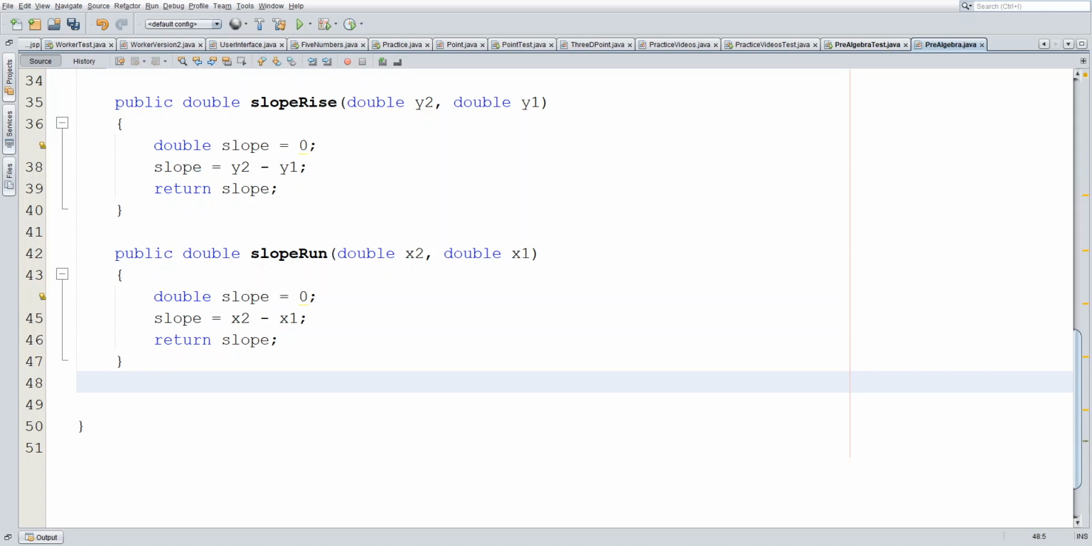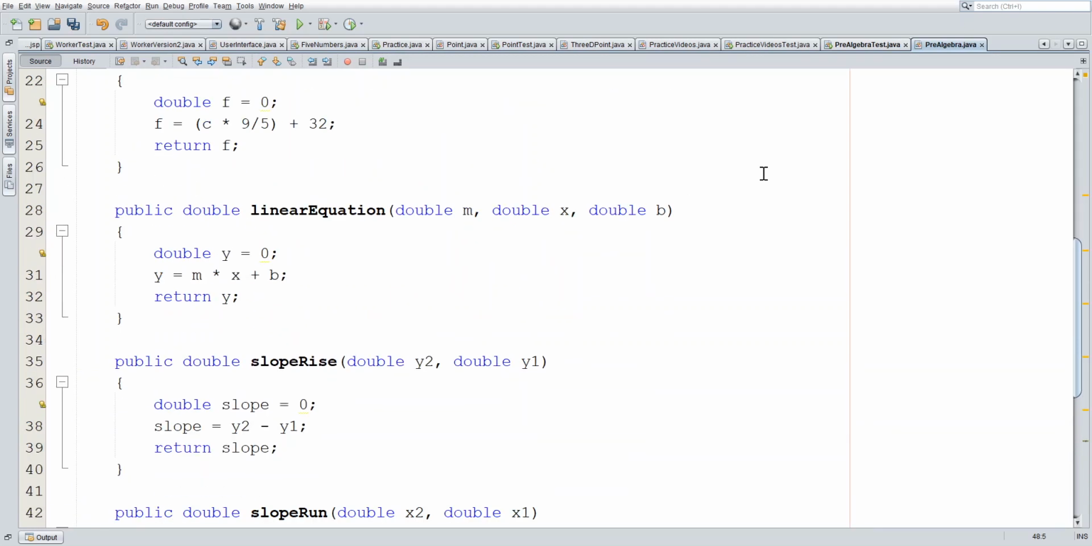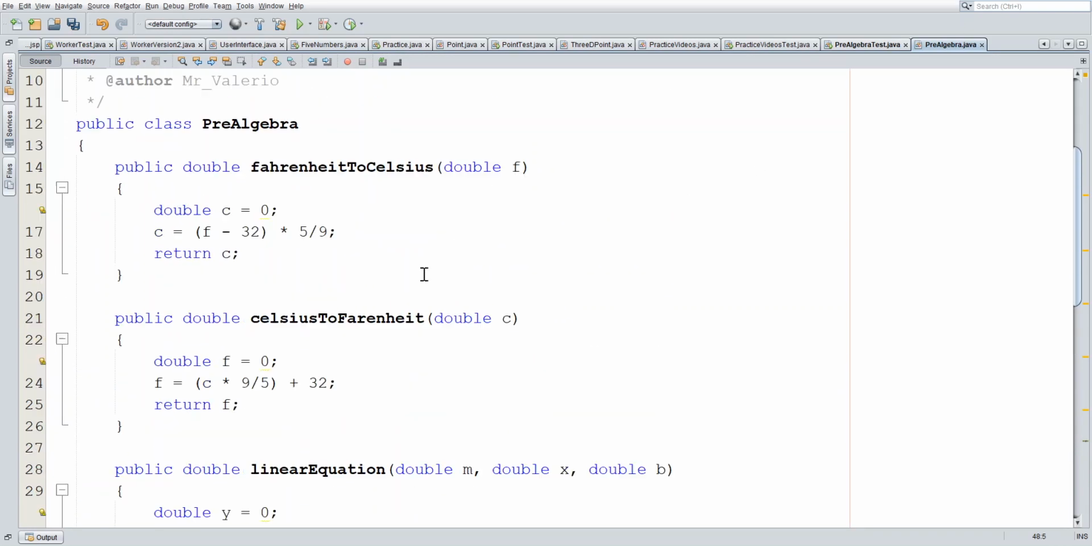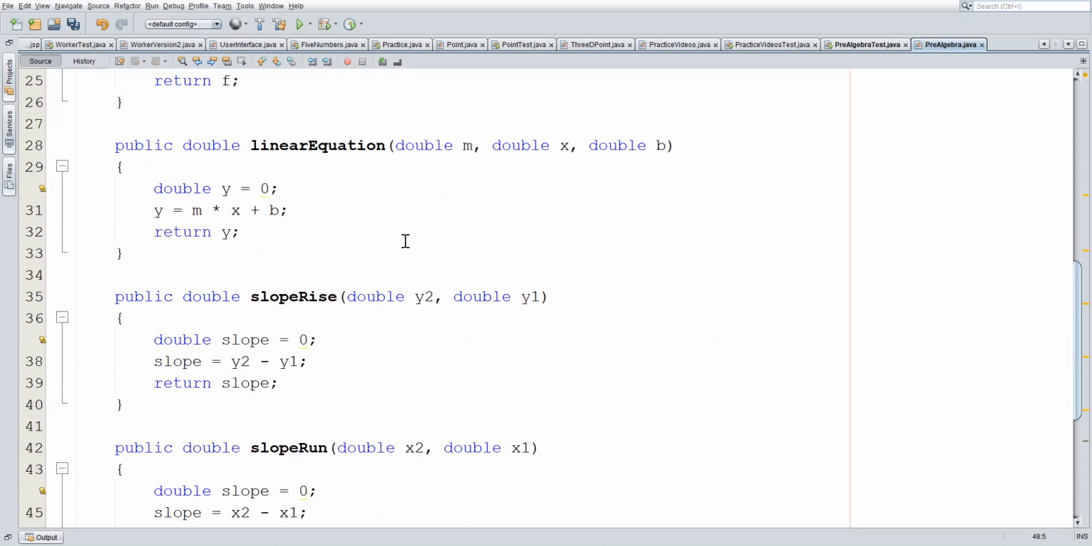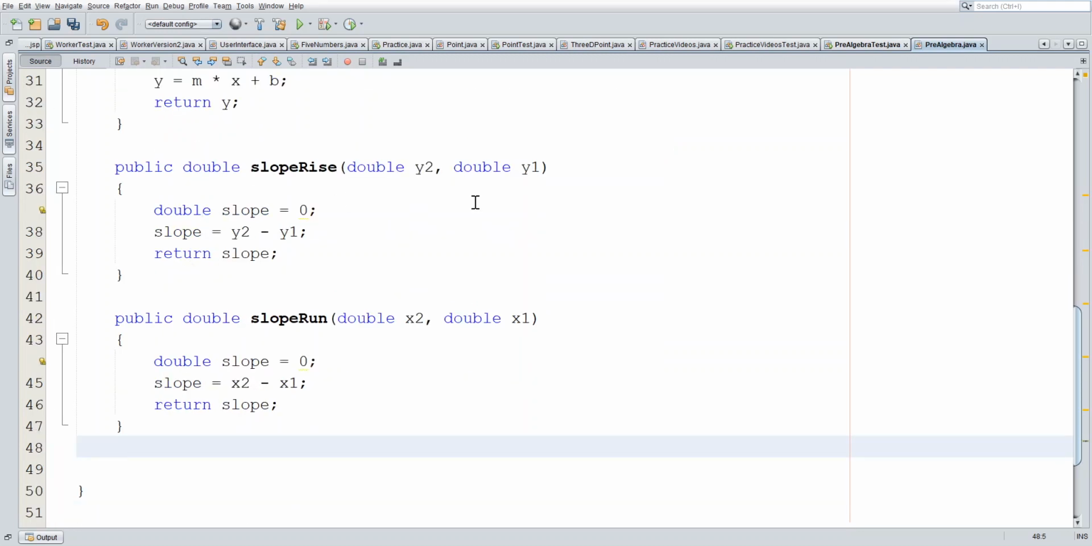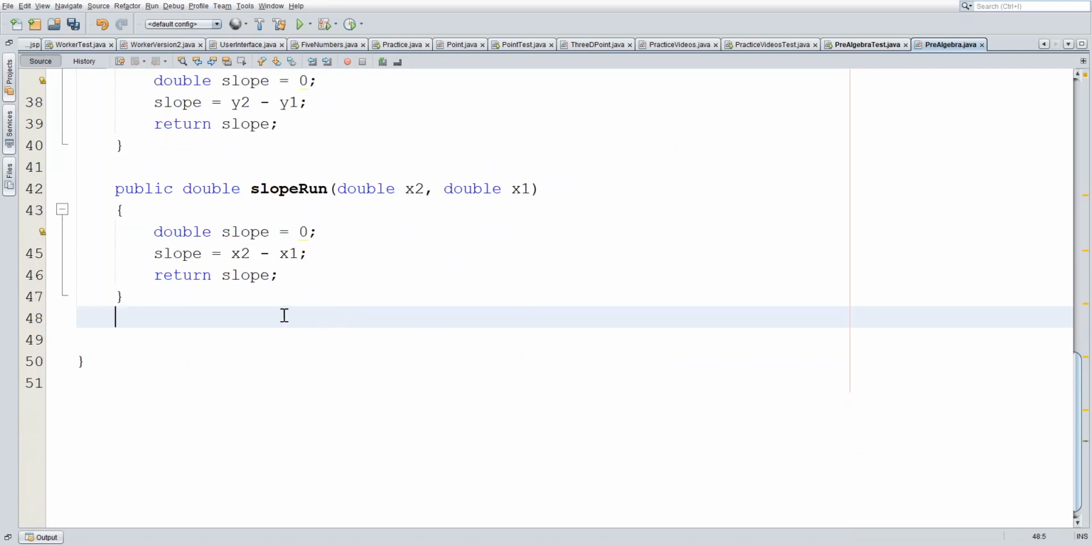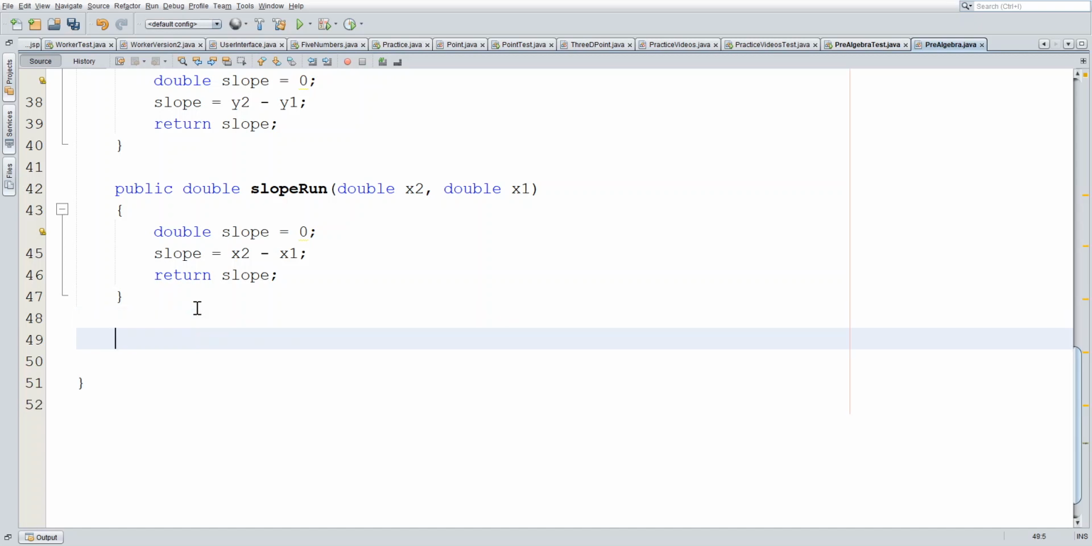So today we're going to add on to our pre-algebra class. To recap, we did a couple of conversions, right? Fahrenheit to Celsius and vice versa. We also programmed the linear equation in here, a little bit of slope. So now I wanted to go ahead and do some geometry. What we're going to do is build all the methods into the pre-algebra class, and then we'll go into the pre-algebra test and test out these methods.